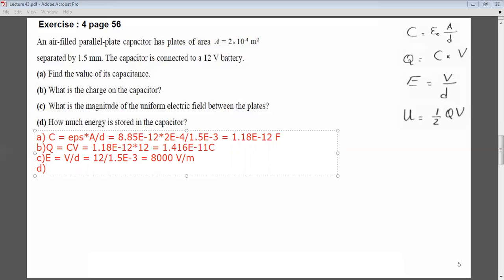Finally, how much energy is stored? So energy U is equal to half QV. So this is equal to half Q, which is, in part B, 1.416 e to the minus 11 times V given, 12. This gives me 8.5 e to the minus 11. This is energy, so the unit of it is joules. Okay.